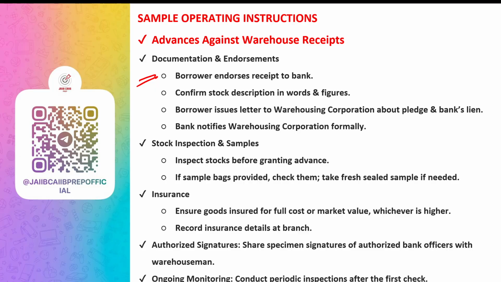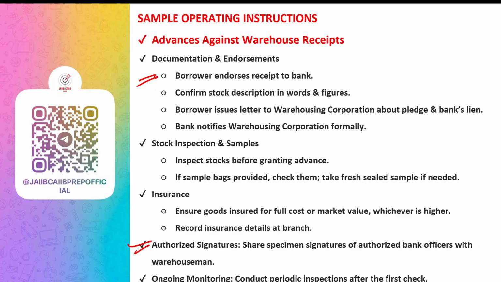Before approving the loan, the bank should physically inspect the goods which are stored in the warehouse. Sample bags are taken whenever available. Insurance requirement is there, so government warehousing rules require goods to be insured by the warehouseman. The bank should ensure that the goods are insured for full cost price or market value, whichever is higher, and the insurance policy details are obtained and recorded in the bank books. Authorized signatures.